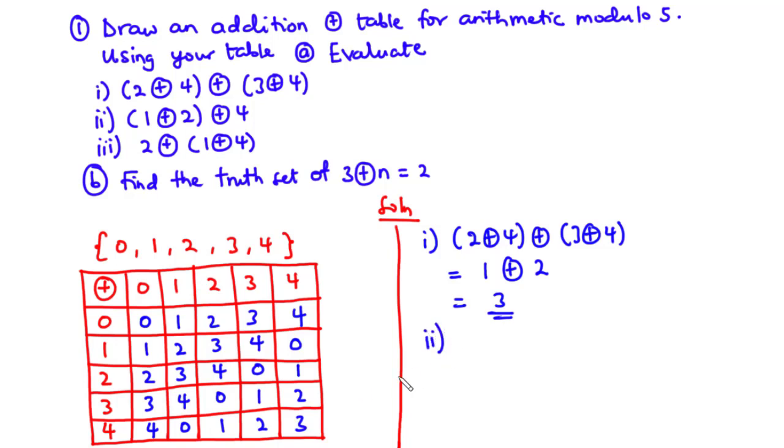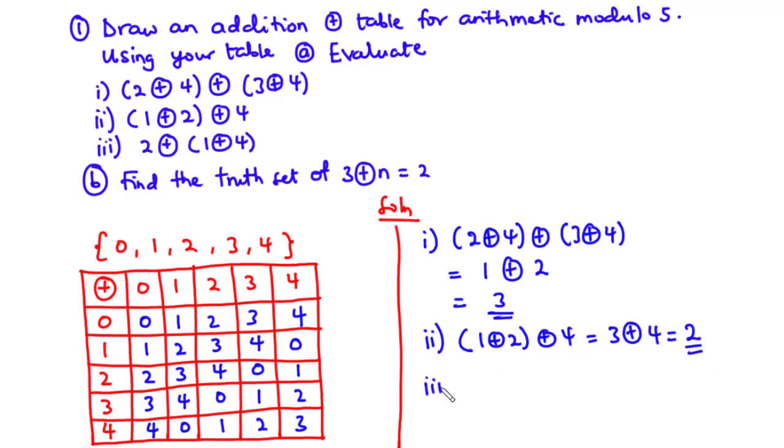Let's solve for II. For II, we are going to evaluate (1 + 2) + 4. Now this is equal to, we have 1 plus 2 from the table, that is 3. So we have 3 plus 4. This is 3 and then this is 4. 3 plus 4 is 2. So this is the value for (1 + 2) + 4.